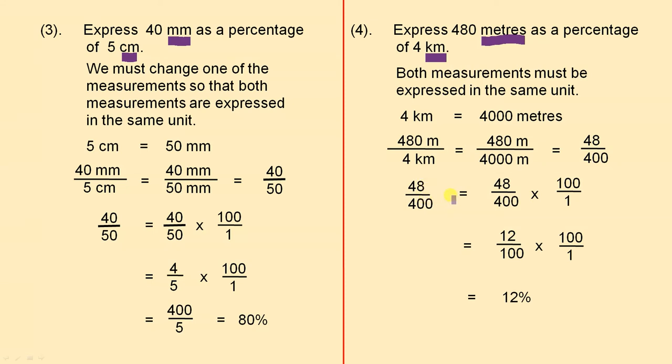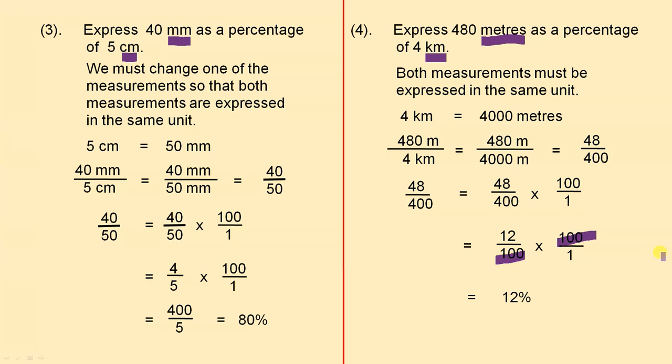So 48 over 400 is 48 over 400 times 100 over 1. We can be very shrewd here. If we divide top and bottom by 4, that gives us 12 over 100 times 100 over 1. We cancel the hundreds out, and that's 12%.